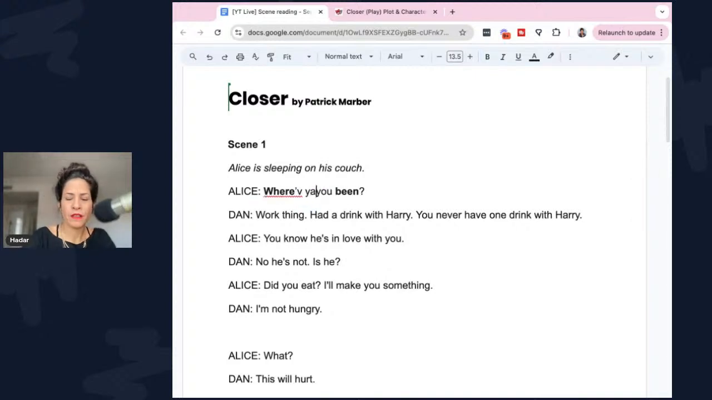Where have you been? Now, what I want you to do is just repeat after me. Intonation, rhythm, intention. Okay. Where have you been?